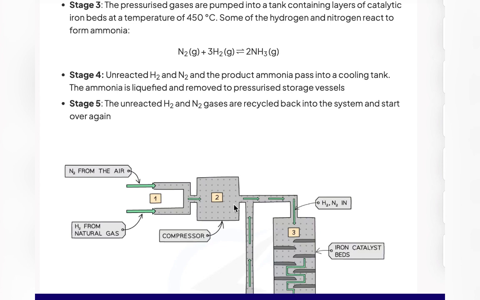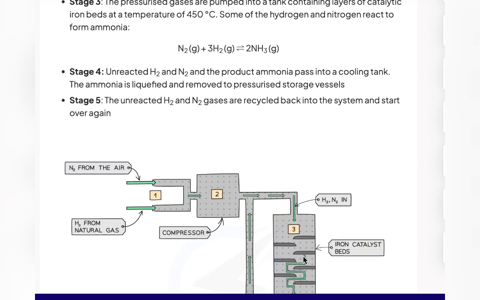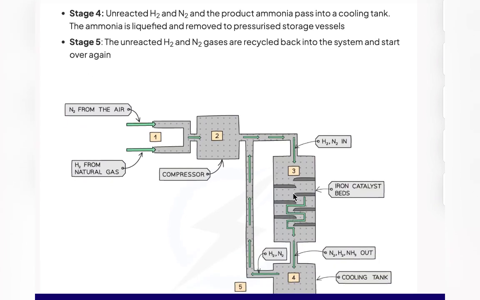When they mix, they are sent to the converter, where the reaction will take place. In stage 3, the compressed gas flows to the converter. So that's where the reaction now takes place, and the making of the ammonia happens.